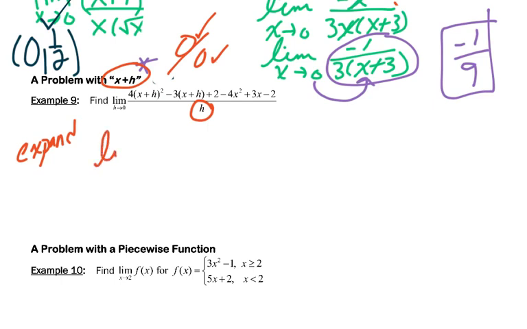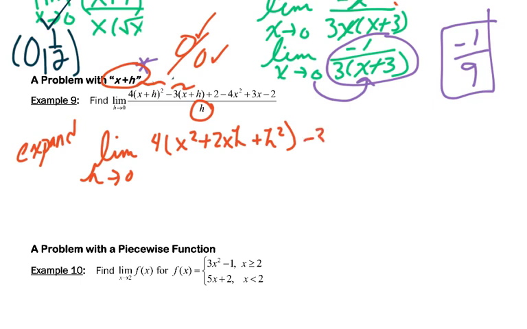How do you find it? What you do is you expand that top. You have 4, and then you have x plus h squared. So you're just going to FOIL it. Firsts, outside and inside would both be 2xh, and then you'd have your h squared. So I expanded the top. I'm just writing it all out in its big expanded glory here.